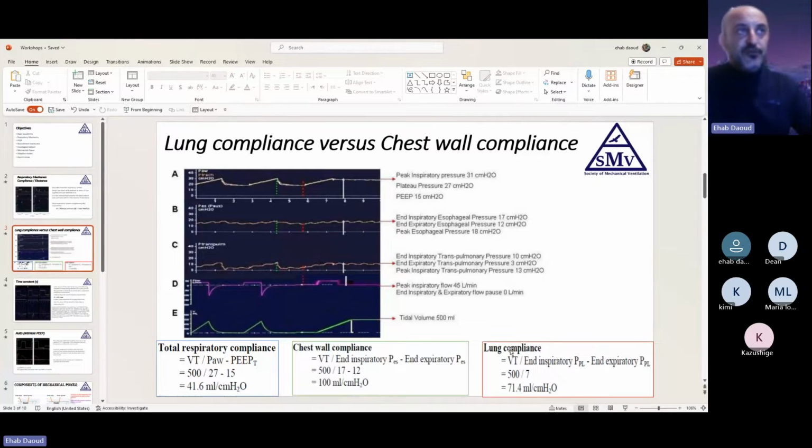How about the lung itself, if we're mostly interested in the lung? So now it will be the tidal volume, but we now need to look at the transpulmonary pressure. So the end inspiratory transpulmonary pressure, that white line, minus the end expiratory transpulmonary pressure here. So it's basically tidal volume over this white line, end inspiratory transpulmonary pressure minus end expiratory transpulmonary pressure, or it's called the transpulmonary driving pressure. So this is important if you really want to calculate it.